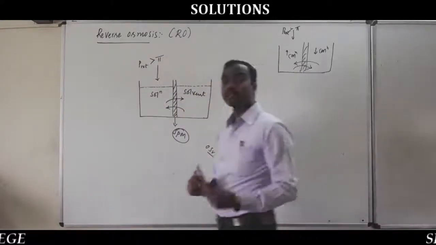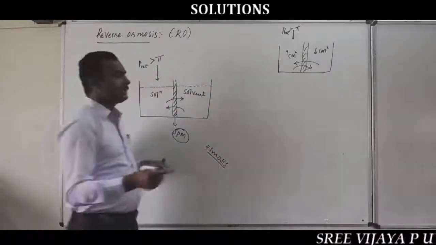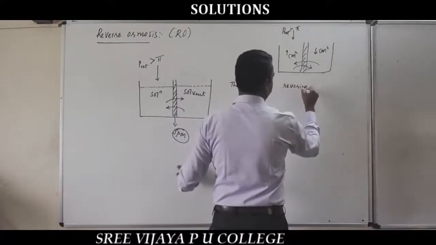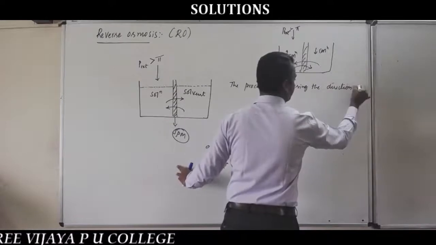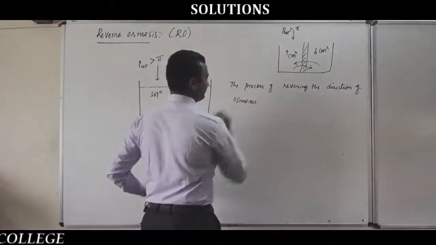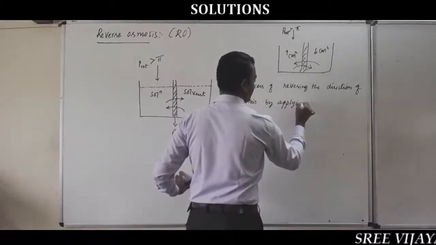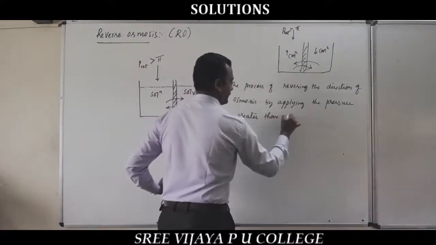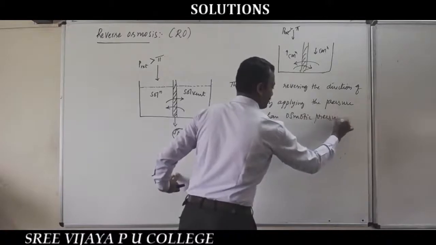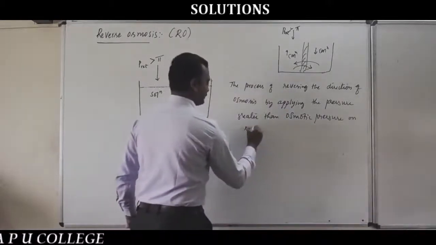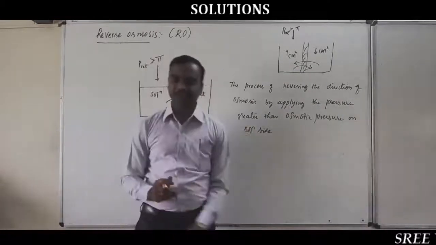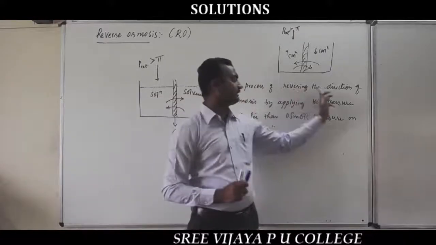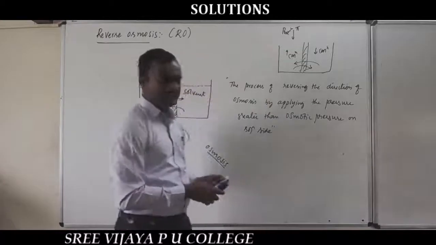Then, how to define what is meant by reverse osmosis and mention the condition for reverse osmosis. That is the process of reversing the direction of osmosis by applying the pressure, it's very important, by applying the pressure greater than osmotic pressure on the solution side, or on the solution of higher concentration side.